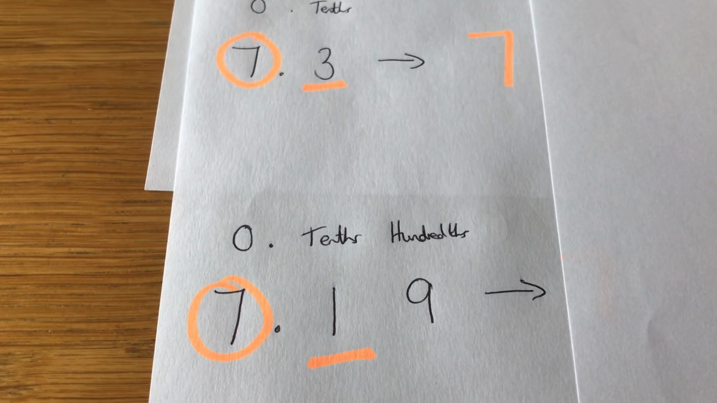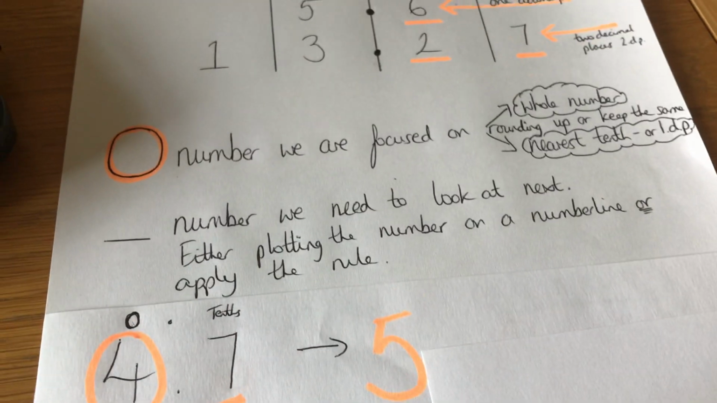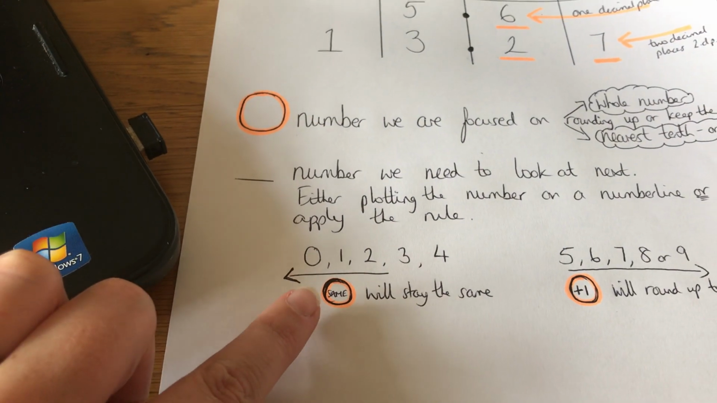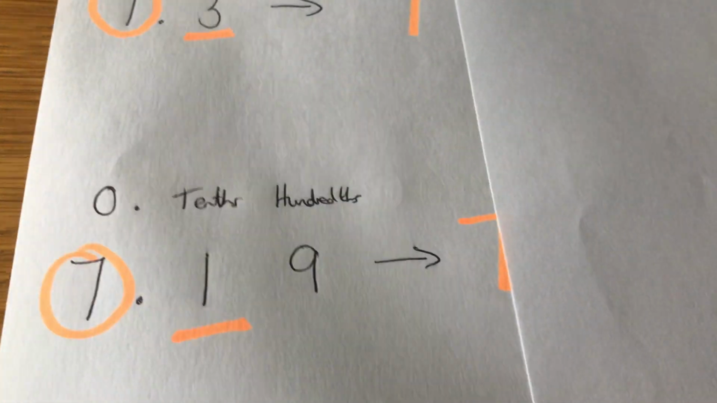Next one here, we've got 7.19. So the underlying number is a 1. We look at the rule and we're going to keep that circled number, our whole number, the same. So the answer is 7.